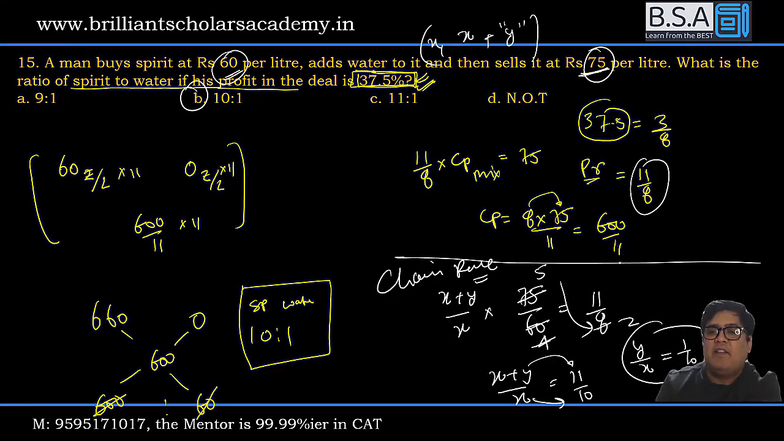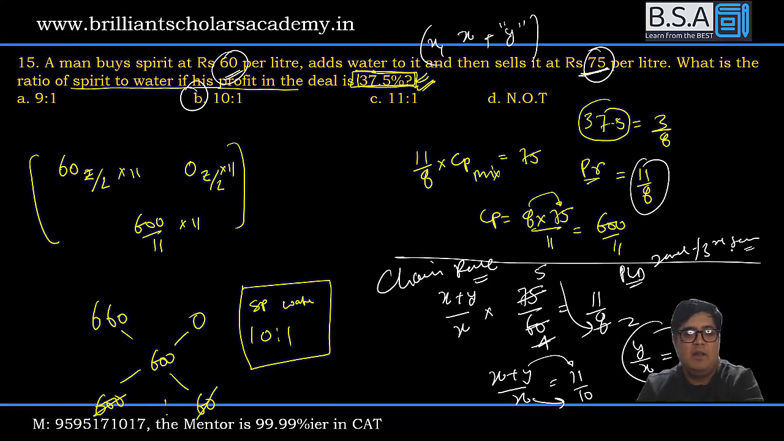Where will you find this? You'll find this in profit, loss, discount, second or third session. You'll find all this theory. The chain rule is used for transactions where multiple things are being applied. Here we are mixing two components and changing the rate as well. What is 11 by 8? The final profit ratio.